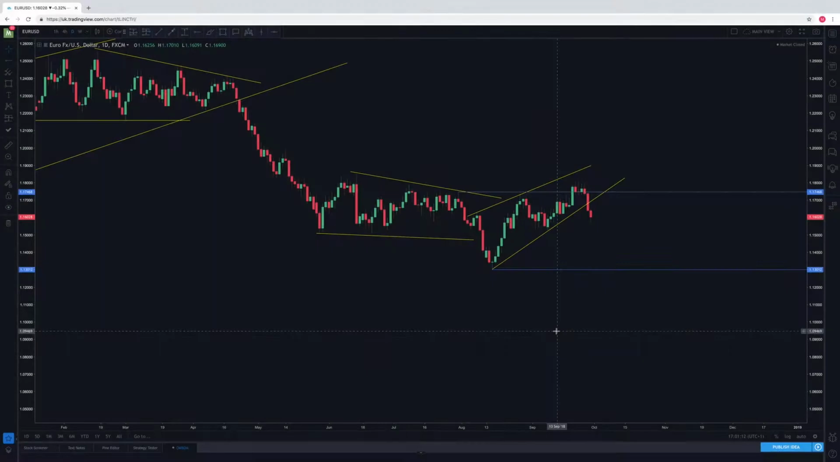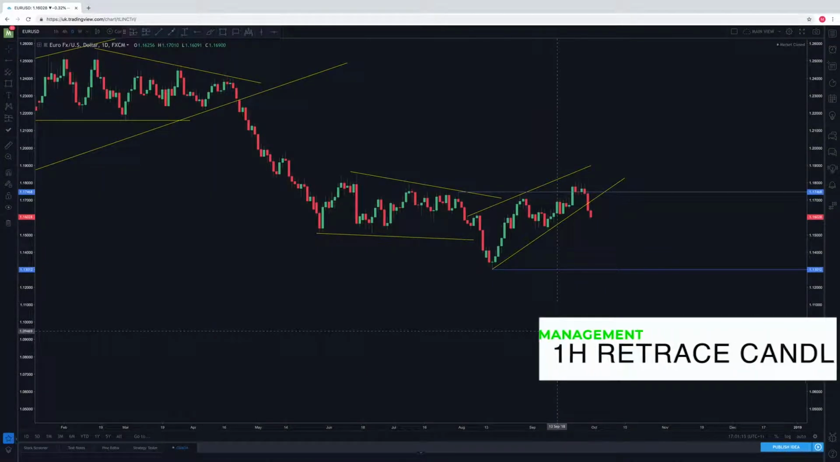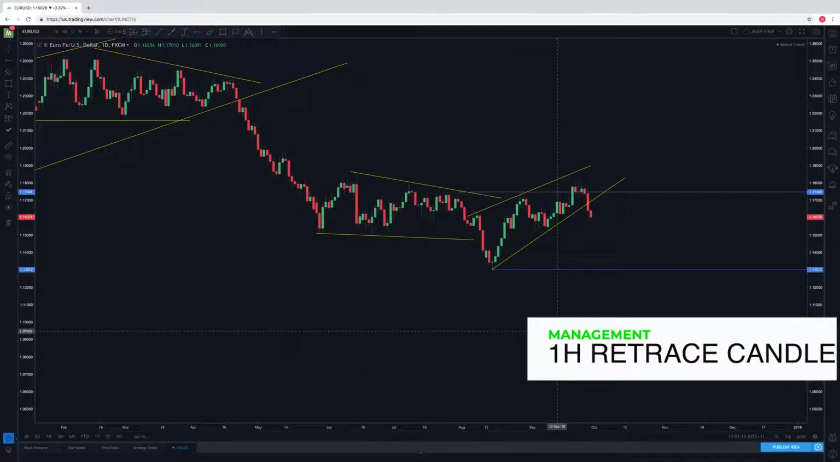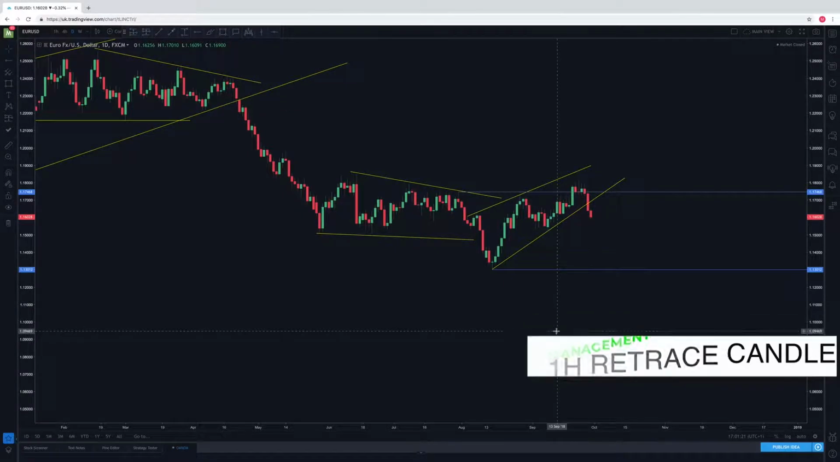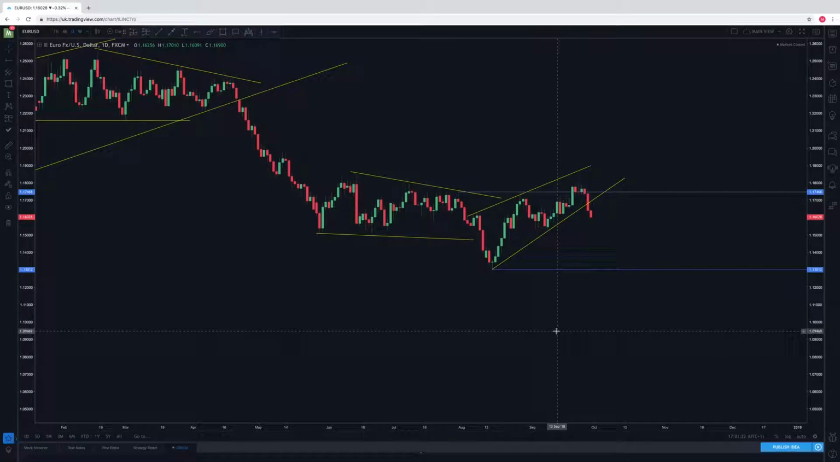So now let's take a look at a management style with the retrace candle. Now, with certain pairs, they happen a lot. Euro dollar is one that you've probably heard me mention a lot of times. We do get the retrace candle and we use it for both management and entry, and I really do like it. So in this type of situation, we have to look at the high time frame pattern.